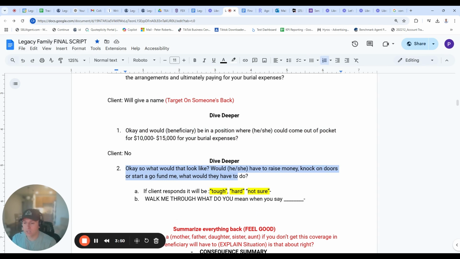Our job as agents is to help them understand the reality of their situation. It's by painting the picture. What are they going to have to do? Now, a lot of times these people don't want to explain the depth of how bad it's going to be for their family. So what they're going to say is, well, I don't know. It's going to be really hard. Or it's going to be tough.